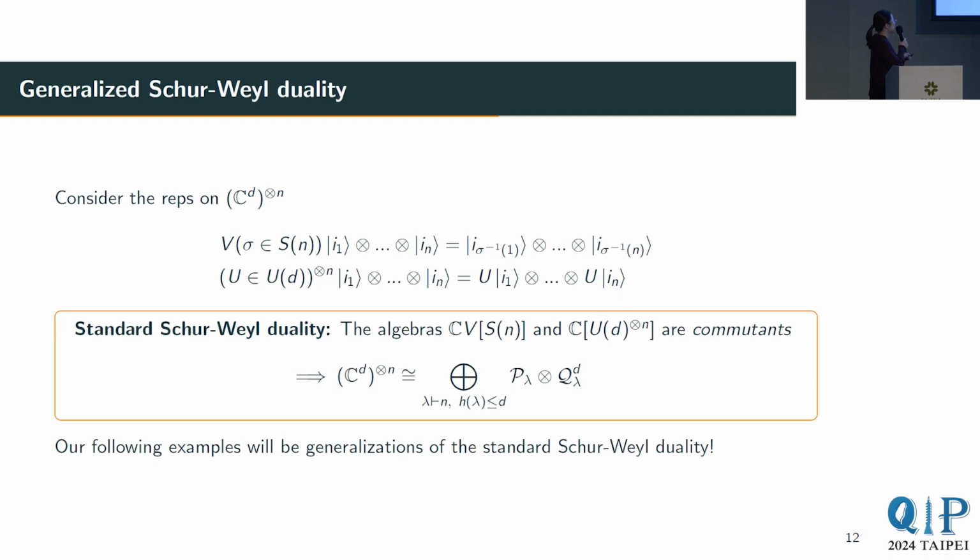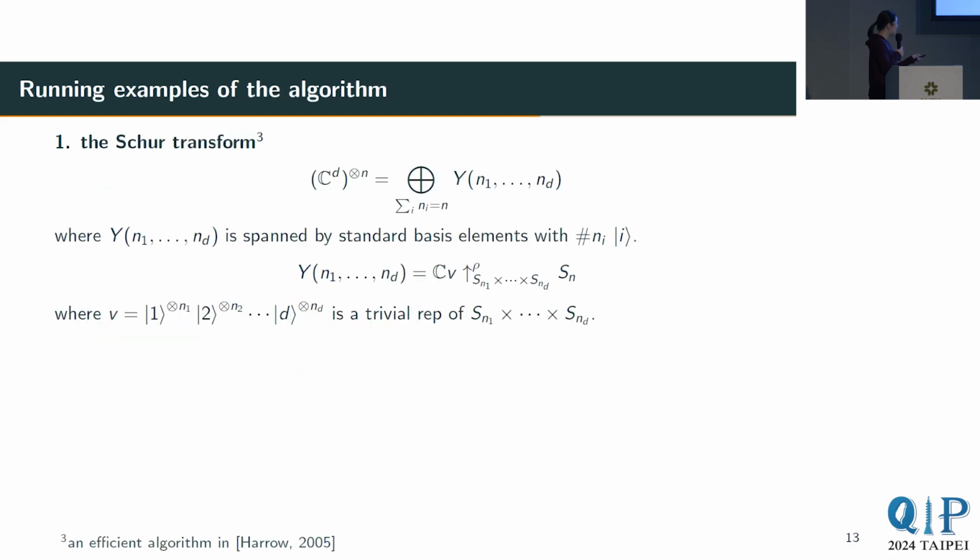And so the following examples will be just generalizations of the standard Schur duality. So let me remind you of that. The algebra of the symmetric group and the unitary group acting on the tensor spaces, they maximally centralize each other. So they are commutants of each other. This means that the tensor space can be decomposed into a direct sum of irreps of the product group, where each of them is labeled by a Young diagram lambda. Our first example would just be decomposing this space according to this commutant relation.